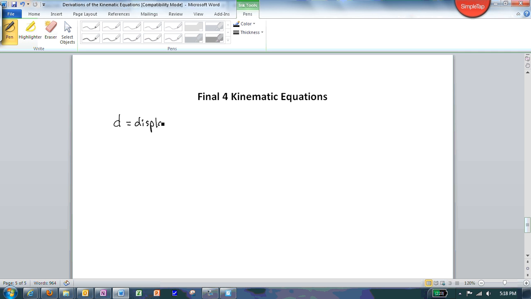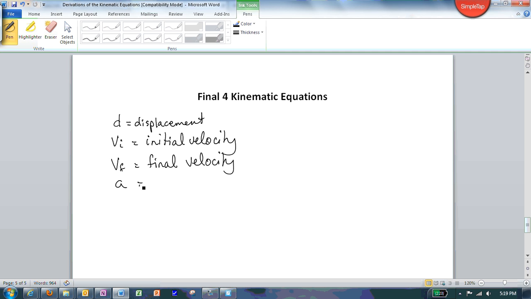D for displacement, V initial for our initial velocity, V final for the final velocity, A for acceleration, and T for time. And we have the four kinematic equations.